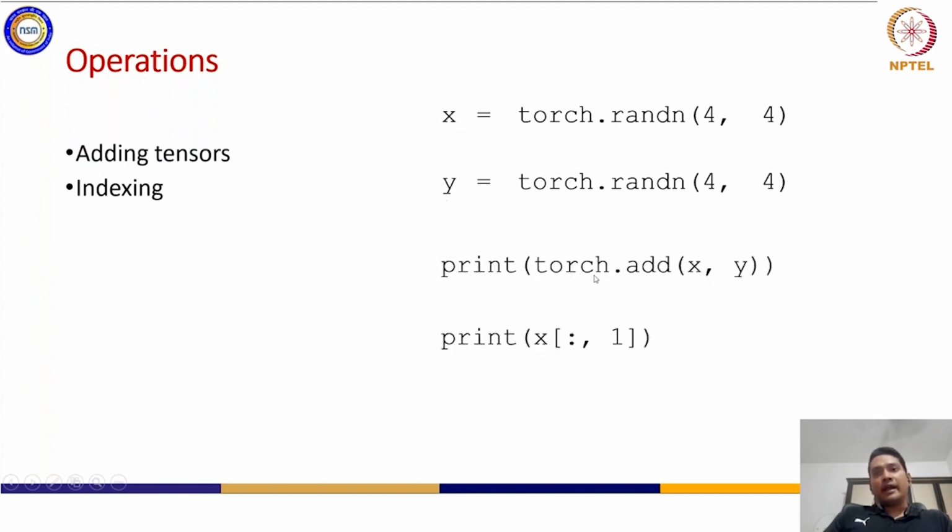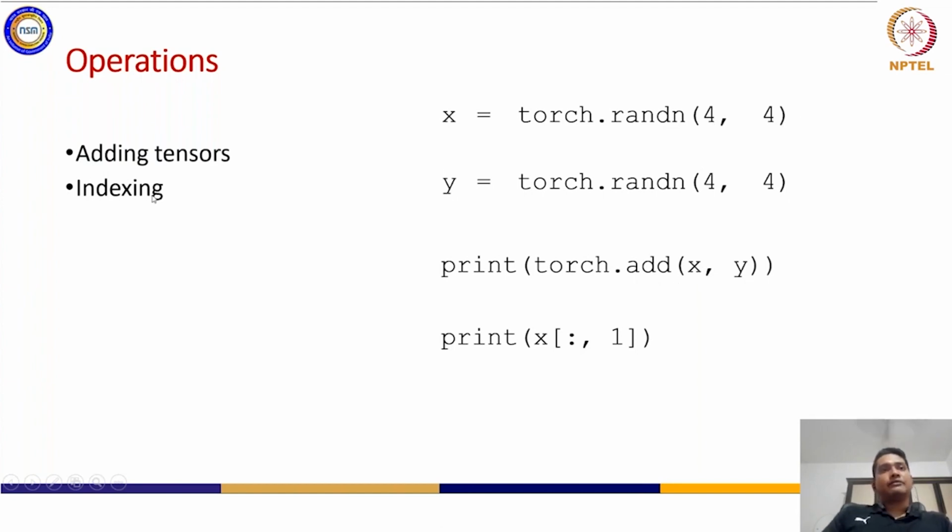If we want to add, the torch.add function will add these two tensors. And remember, while operating on the tensors, whatever operation you are applying, you need to know whether the sizes are compatible or not. If the sizes are not compatible, then it will return an error. Here, as you can see, x and y are 4 by 4 and 4 by 4, so these two are compatible to add, and they can be added.